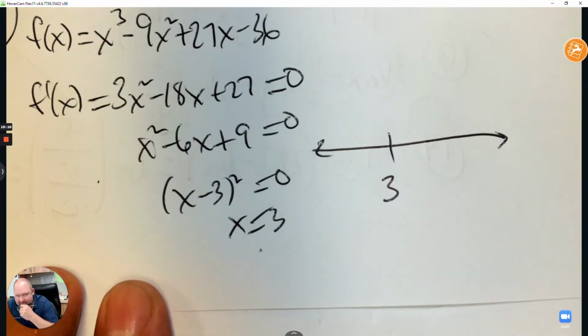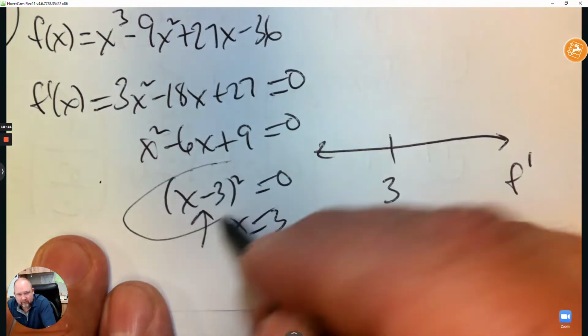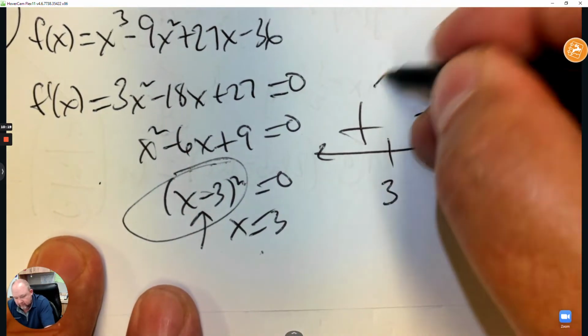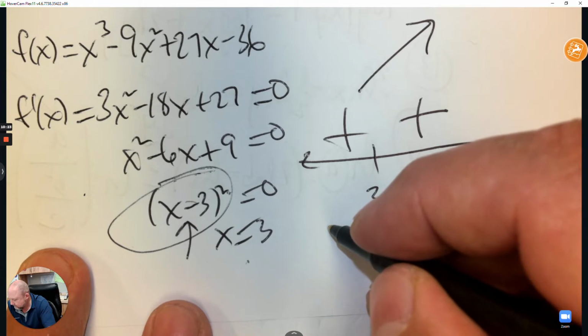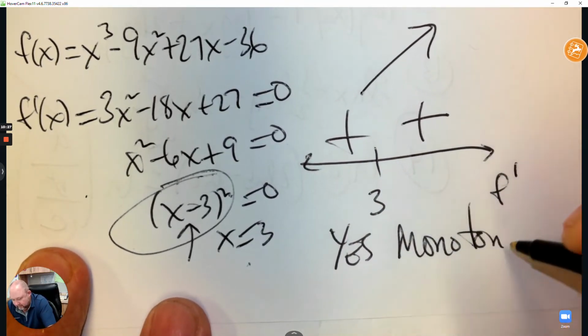That's the critical number. Whatever number I plug into the derivative, the answer, because you're squaring, is always positive. So this is strictly increasing. So yes, 1 to 1. Mono means 1, right? So 1 sign.